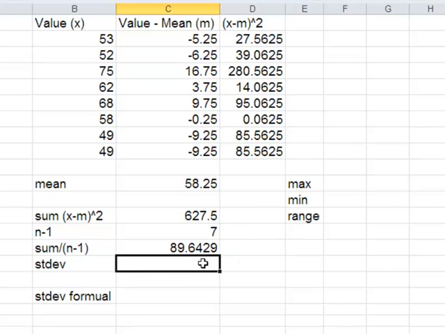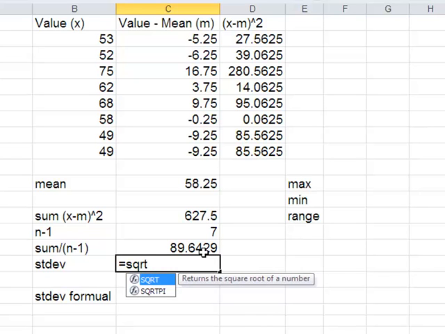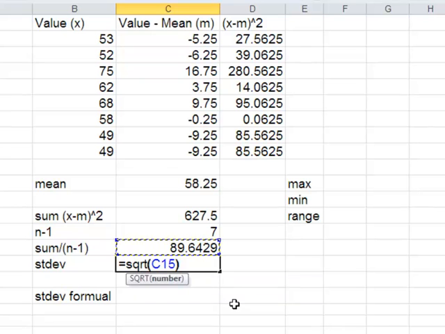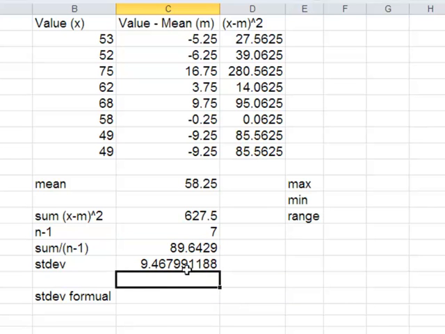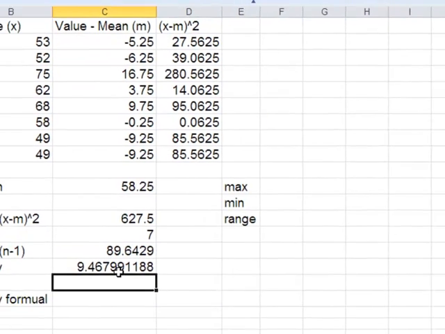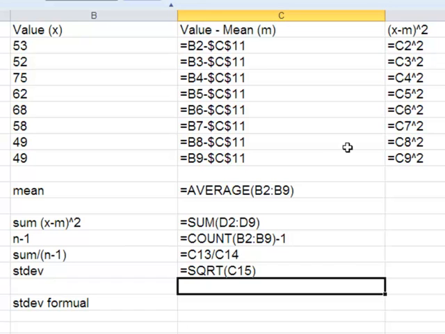Now I need to take the square root of this value. That will give me the standard deviation. Right now I have the variance. To get the standard deviation, I take the square root, which is equals sqrt, parentheses, this formula, close parentheses, and hit enter. I get this value.